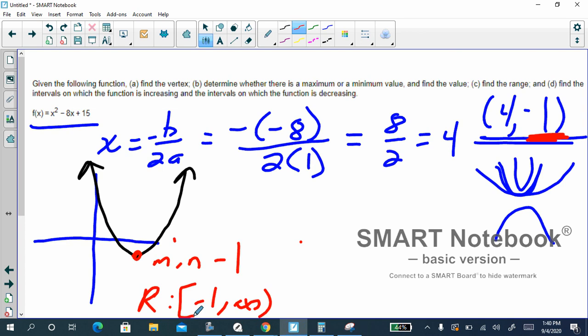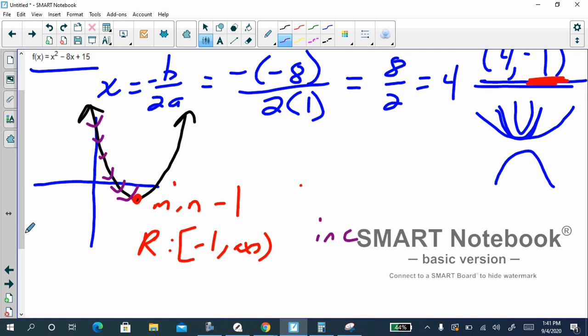Then the last part asks us, where are we increasing or decreasing? The first section of the graph is going down, so it's decreasing. Remember, when we're reading increasing or decreasing, we're reading left to right. So how far to the left does it go? It goes to negative infinity, and it stops going down when we get to this x value. The x value there at the vertex is 4.